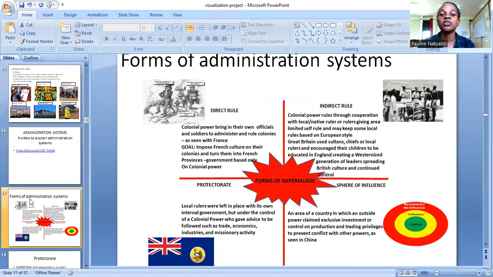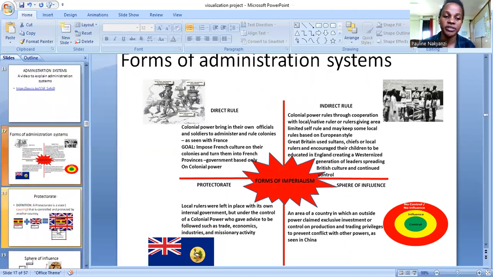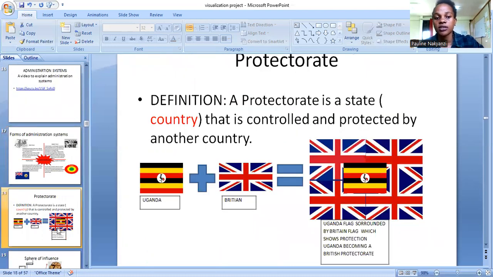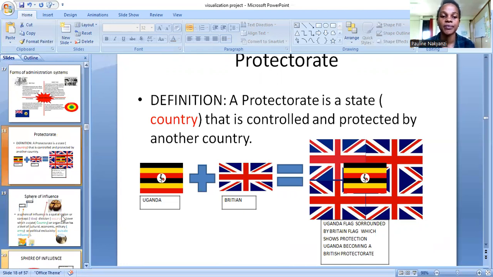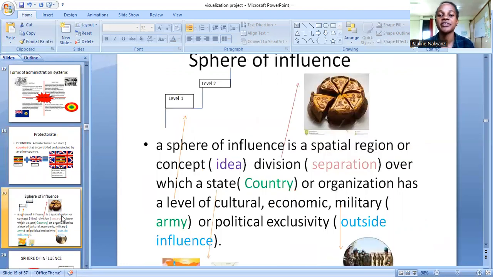I went on and explained the forms of administration systems using the FLAIR model, whereby I gave pictures and explanation for easier understanding and deeper understanding by the student. In the previous picture, we saw about a protectorate, so I came down here and explained it more. Then we saw a sphere of influence.